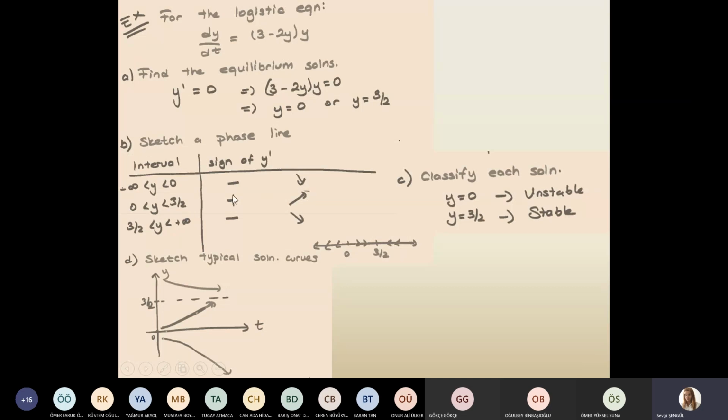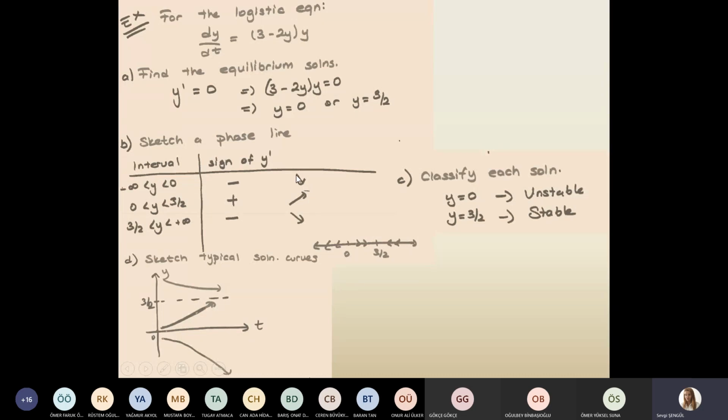All the slopes in this region are going to be decreasing because they're all negative. And from 0 to 3/2, let's choose 1. If it is 1, this is positive, this is positive. So positive times positive is positive. Then it will be all increasing. And for 3/2 to infinity, choose 2. So this is positive, this is negative, negative times positive is negative. So it's all decreasing. And as you can see here, we have 0 and 3/2 as equilibria.